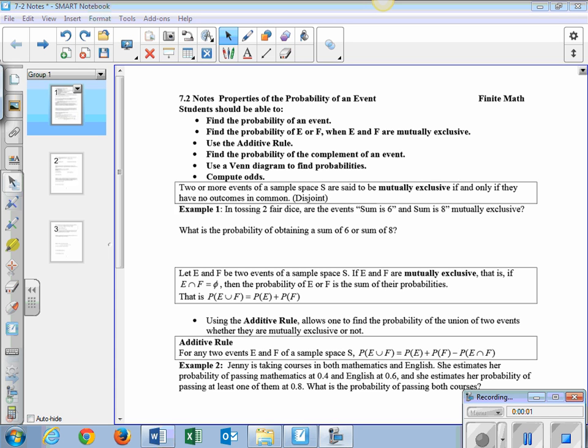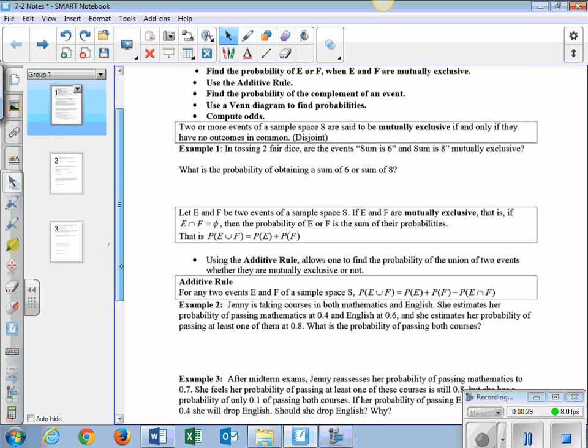Okay, so today we're going to be doing notes on section 7.2, properties of the probability of an event. So looking at the top of your notes, students should be able to find the probability of an event, find the probability of E or F when E and F are mutually exclusive, use the additive rule, find the probability of the complement of an event, use a Venn diagram to find probabilities, and at the very end we're going to compute odds.